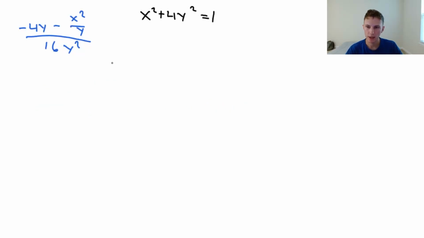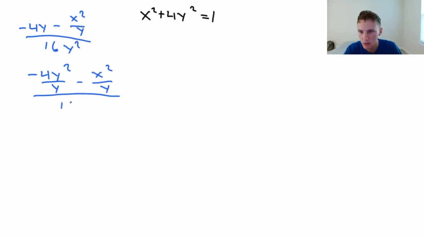Okay, so I went ahead and cleaned up the board here. One thing I should note, I made a little typo on the last screen. This should be just a y, not a y squared, okay? So now let's keep working. We gotta convert the numerator all under one fraction so we can simplify it. And the way we can do that is by just putting this negative 4y with the denominator of y, so we can subtract the two fractions. So that'll give us negative 4y squared over y minus x squared over y all over 16y squared.